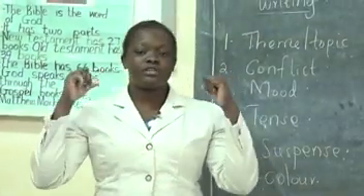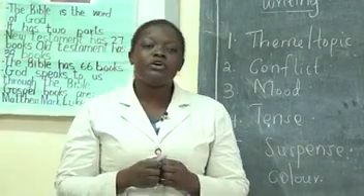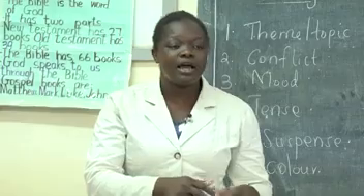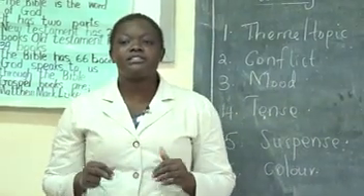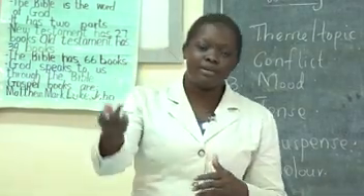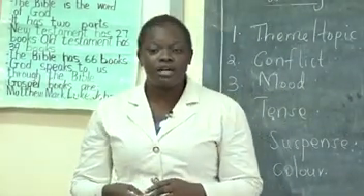When we are talking of something that has already happened, we will use the past tense. When we are talking of something that is happening, we'll use the present tense. And when we are concluding and saying something that will happen next, we will use the future tense.